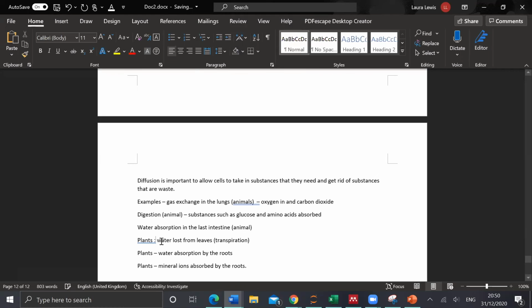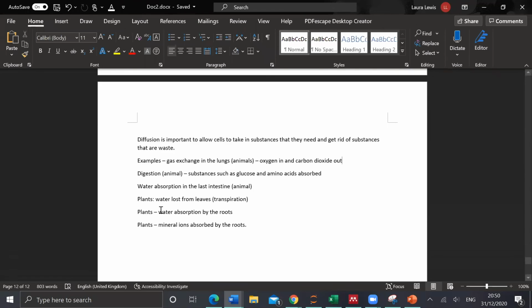So that was pretty comprehensive for 6 marks. Diffusion is important to allow cells to take in substances they need and to get rid of substances that are waste. So examples: gas exchange in lungs, animals, oxygen in and carbon dioxide out. Digestion, animals, substances such as glucose and amino acids absorbed. Water absorption in the large intestine, animals. Plants, water loss from leaves, also called transpiration. Plants, water absorbed by the roots, and plants, mineral ions absorbed by the roots. Okay, that's enough to get 6 marks.